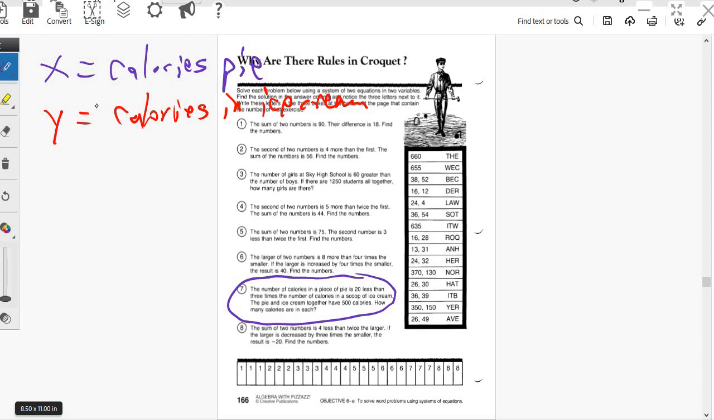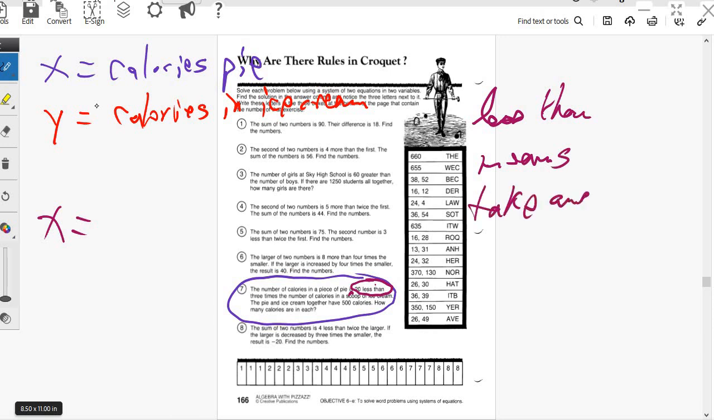But I do know the number of calories in a piece of pie, right? Pie is x, is translates to equal. Remember, we're going back to translating again. 20 less than. Remember, that's the tricky part when we are translating, right? Less than, remember this, a lot of you forgetting. Less than means take away from, or subtract at the end, right?